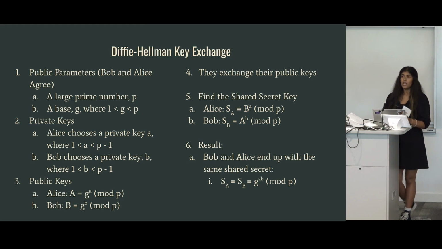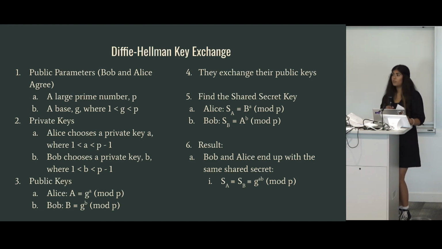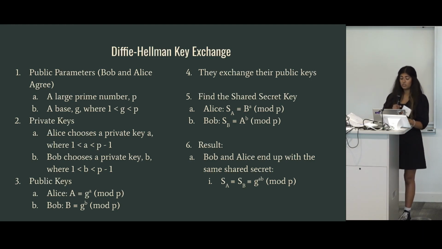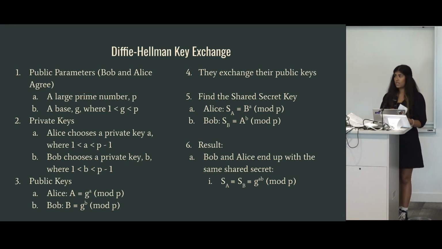The next thing they do is Alice would select a random number, a private key that only she knows, and Bob would choose a private key, B, that only he knows. This would be between 1 and p minus 1 as well. After agreeing on their public parameters and their private keys, they would compute their public keys. So using the agreed upon base, G, and her private key, A, Alice uses the base to the power of her private key, mod P, to compute her public key. And this is derived in a way where it'd be computationally difficult to reverse it. Bob does the same thing with the agreed upon base G and his private key B.